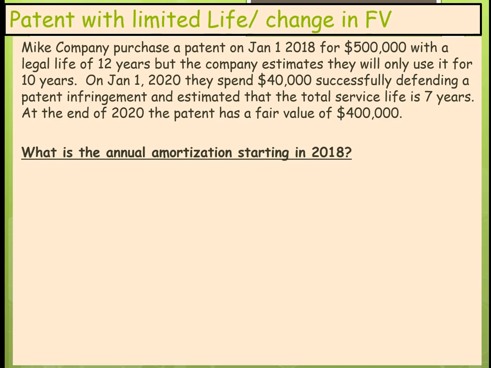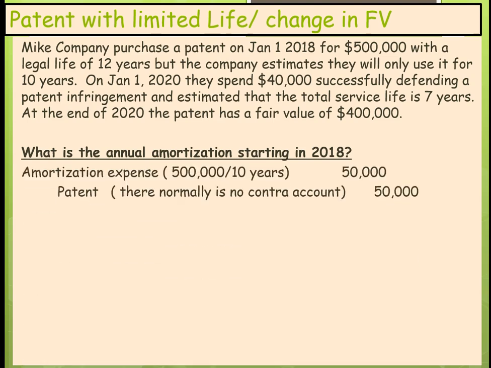My company purchased a patent for $500,000 with a legal life of 12 years and a useful life of 10 years. We're going to use the useful life because legal life doesn't matter if we're not going to use it that long. On January 1st, they spent $40,000 successfully defending the patent and now estimate that the service life is 7 years. At the end of 2020, the patent had a fair value of $400,000.